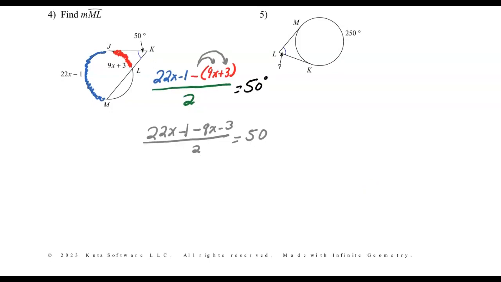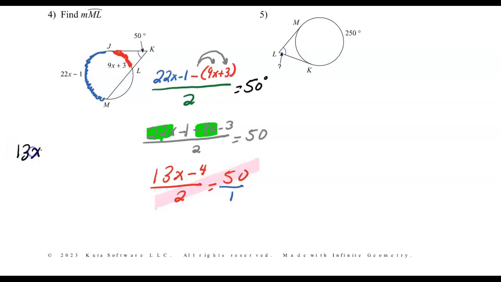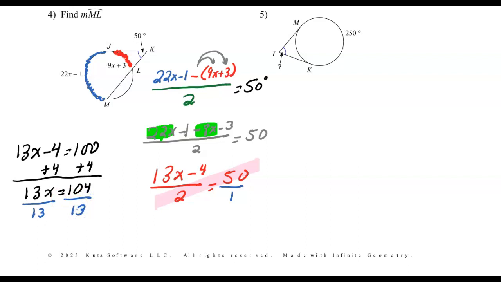You combine like terms. So when you combine the 22x and the minus 9x, you get 13x. When you combine negative 1 and negative 3, you get minus 4 over 2 is equal to 50. We'll divide that by 1 and cross multiply. So 13x minus 4 is equal to 100. We'll add 4 to both sides. So 13x is equal to 104. Divide by 13. And we'll get x is equal to 8.